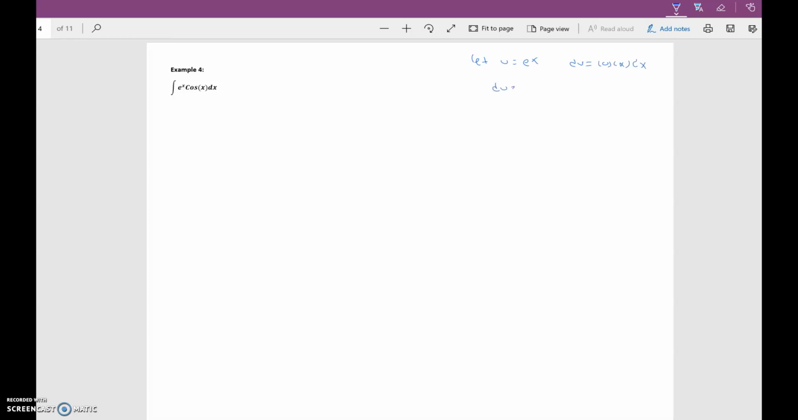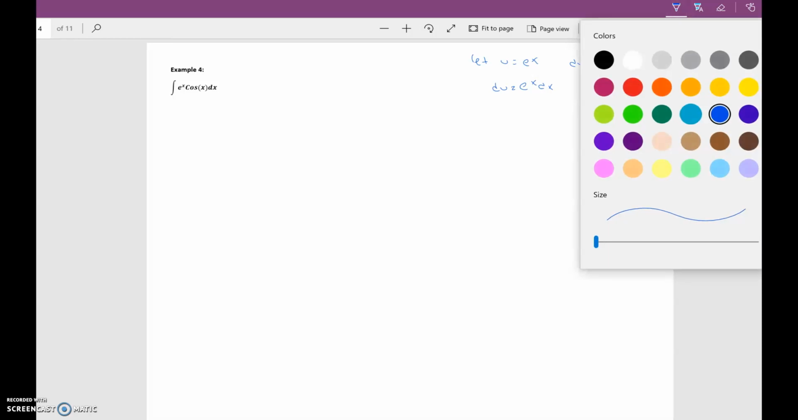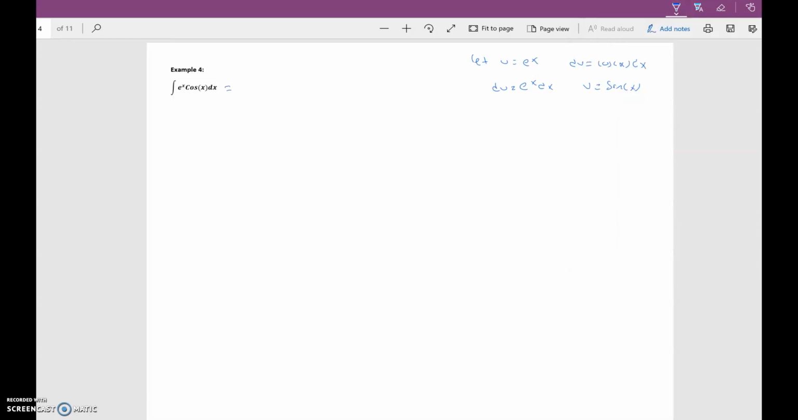So that means that the du is equal to e to the x dx, and v is equal to a regular sine of x. So this one's going to be a sine of x. And as we apply the formula, let me write it up here. So this is uv minus the integral of v du.